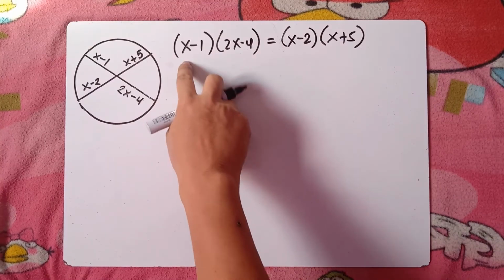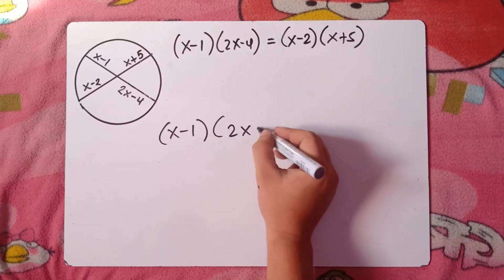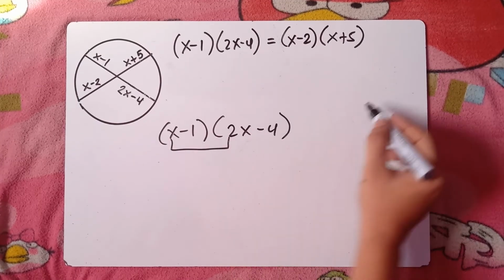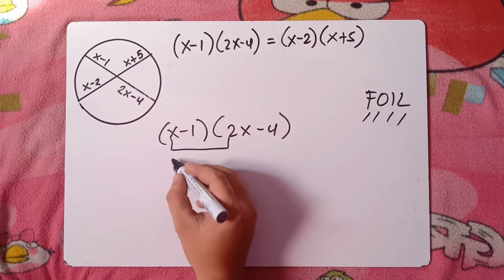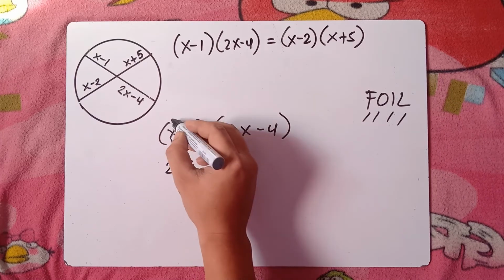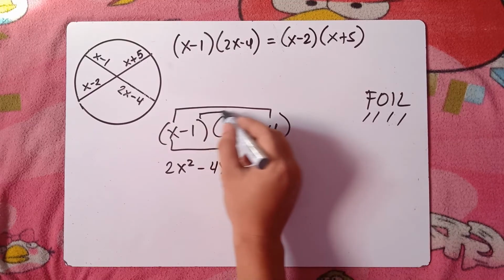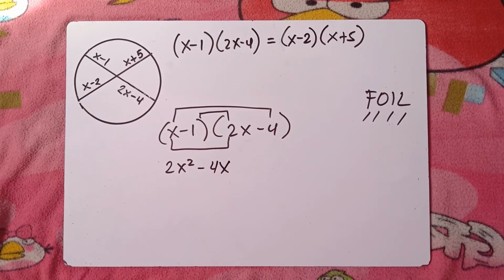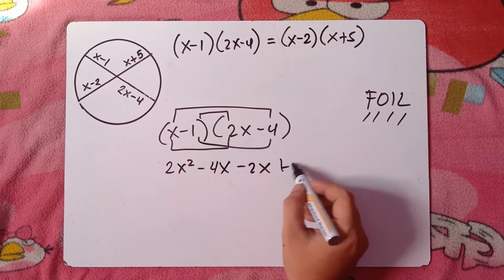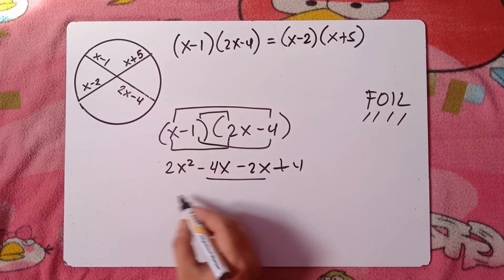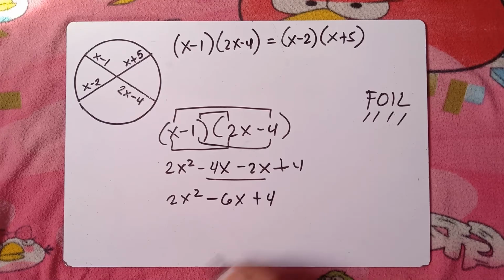So use FOIL method, class. Do not forget FOIL method. So x minus 1 multiplied by 2x minus 4. FOIL method: first, outer, inner, last. First, x times 2x, 2x squared. Outer, x times negative 4, negative 4x. Inner, negative 1 times 2x, that's negative 2x. Last, negative 1 times negative 4, that's positive 4. Combine like terms, this is 2x squared minus 6x plus 4.